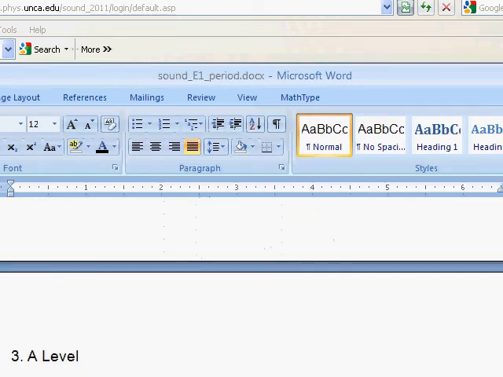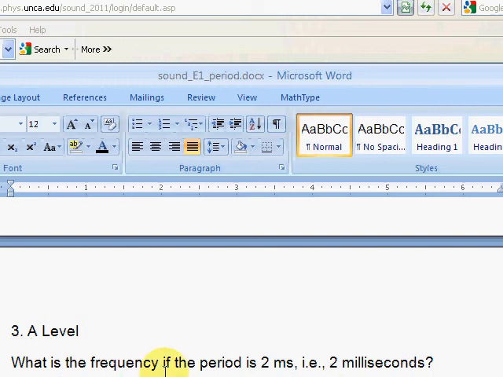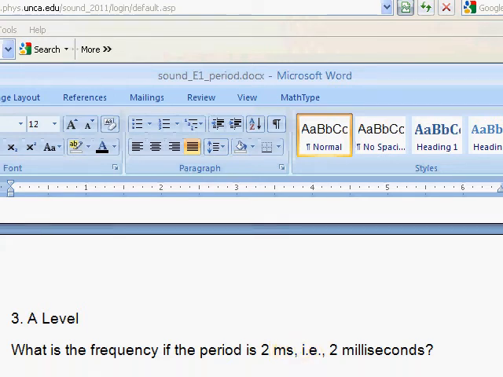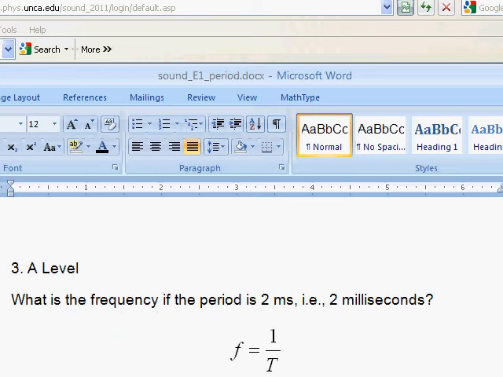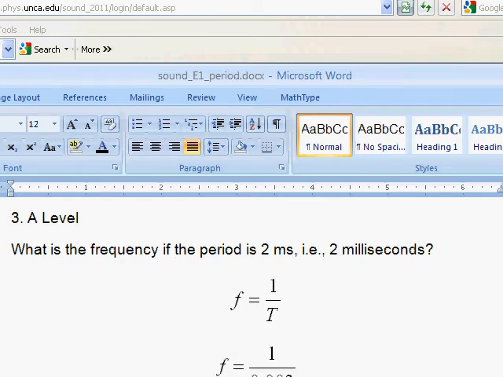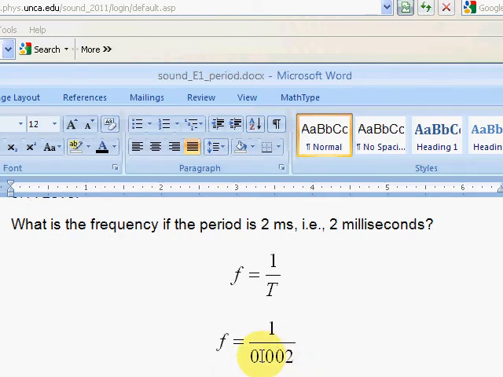Here is the A level question. What is the frequency if the period is 2 ms? That's milliseconds. And remember that m is the metric prefix for milli, and millisecond is 1,000th of a second. So that's 2,000ths of a second. I have my formula, F is 1 over t, but now I have to deal with the decimal. This is 2,000ths of a second. You move the decimal point over from the 2 3 times to the left.